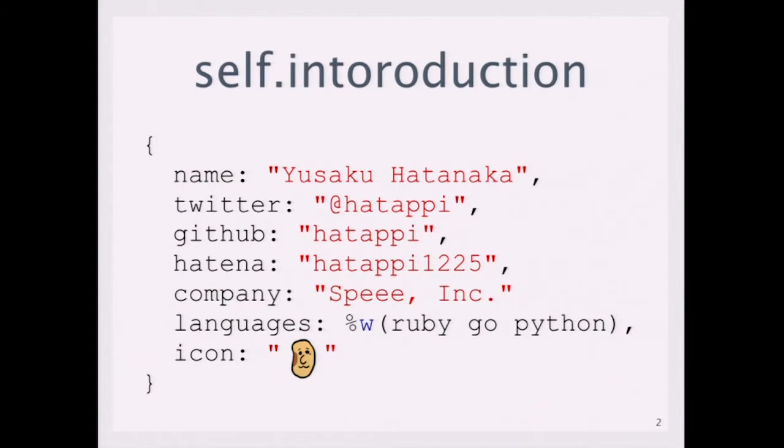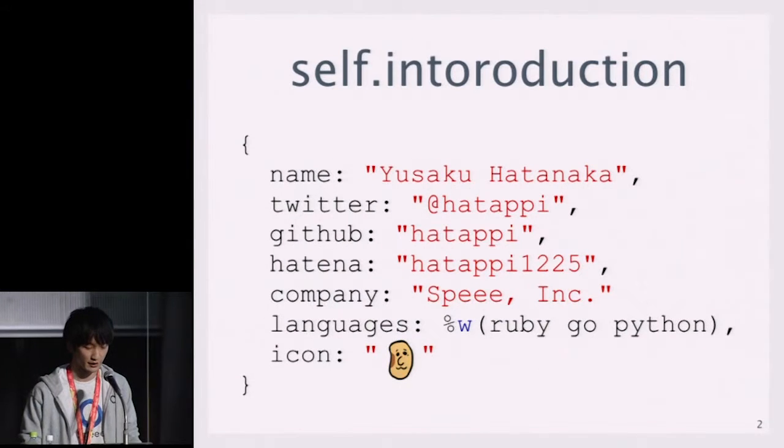So I am Hatanaka. I'm going to talk about the current status and future of the Red Data tools in order to use Ruby for the machine learning. My name is Yusaku Hatanaka. My name on Twitter and GitHub is Hatapi, so please follow myself. And I work for company Speee, which is one of the sponsors. It's based in Roppongi in Tokyo, and I joined this company in 2014. So I do Ruby, but also I do Go and Python.